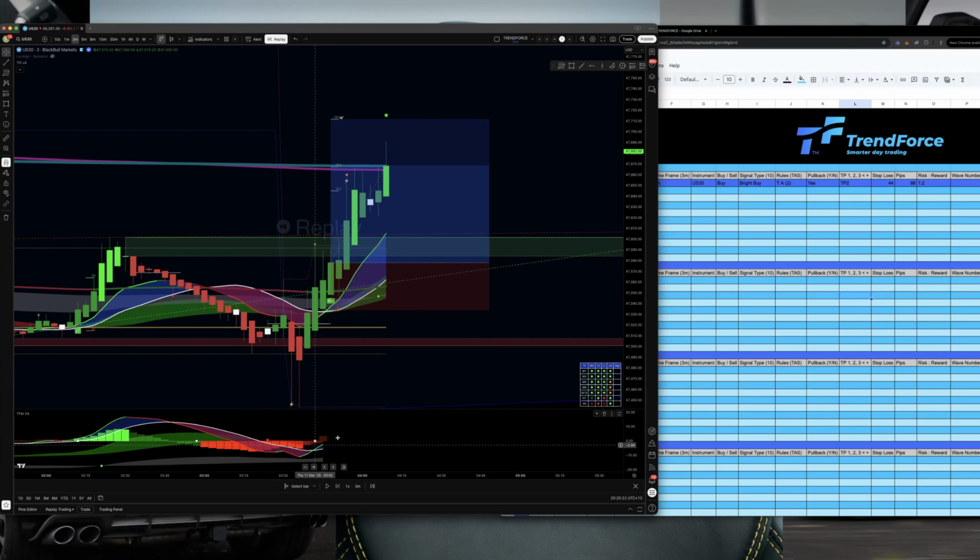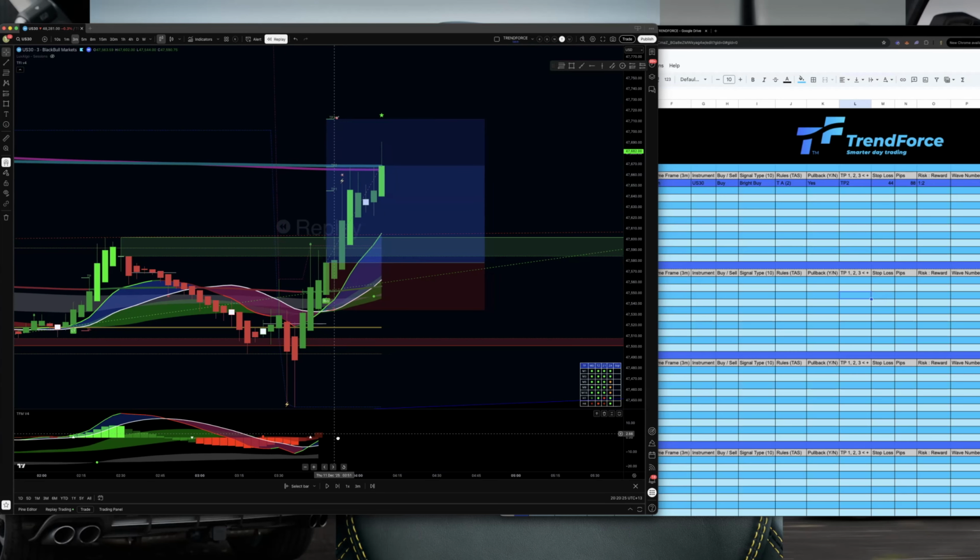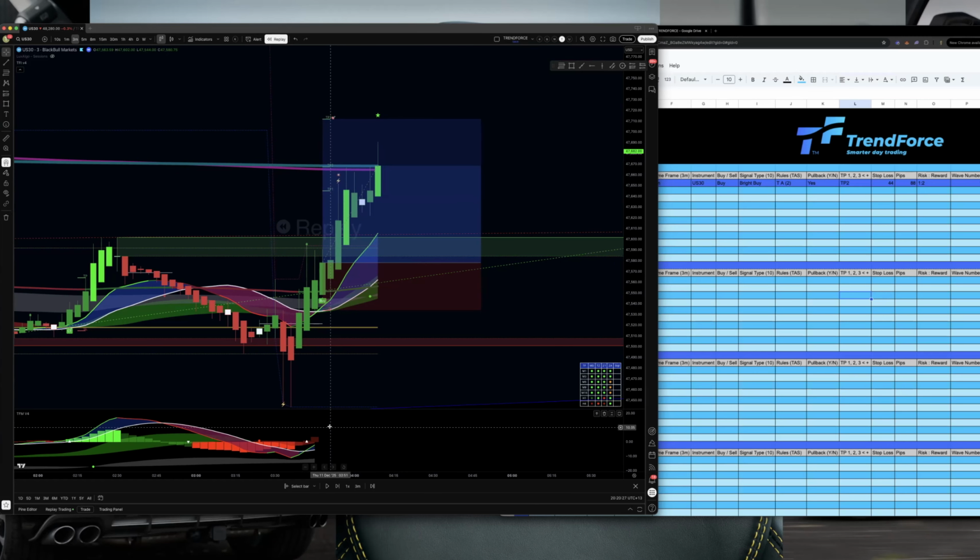Where's up your MACD? Sorry, can you not see my MACD? Yeah, I can see your MACD, but your MACD is not aligned with your last candle.